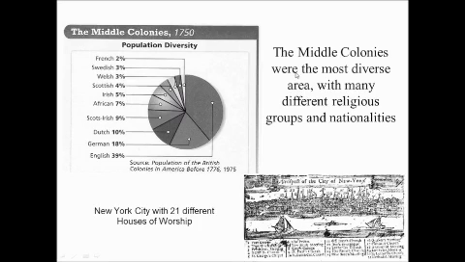The Middle Colonies were the most diverse area of all of the British colonies in North America, with many different religious groups and nationalities. This is an awesome chart here that shows the population diversity in the Middle Colonies, mostly New York, New Jersey, Pennsylvania, and Delaware. Okay? The biggest population was English at 39%. Germans, 18%. That's your Pennsylvania. That's Quakers. The Dutch, that's in what used to be New Netherlands, but is now in New York.